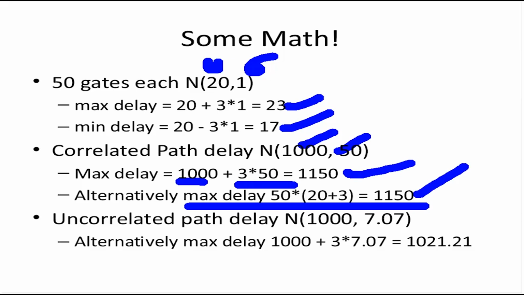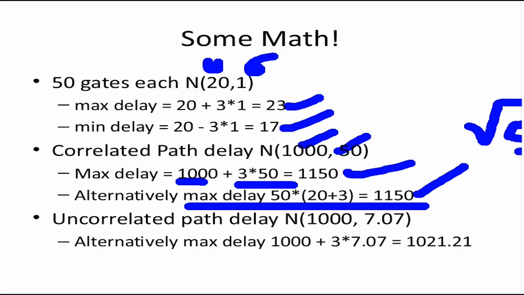It will assume the worst case value for every gate, but in reality it will not happen. In most cases, some gates will be faster and some slower, and the effect will tend to cancel each other out over a long path. That is mathematically modeled by the square root law. Now the sigma will not be 50 for the combined path. Sigma will be the square root of 50 according to the random variable law, so it will be 7.07. So what is the max path delay? It will be 1021.